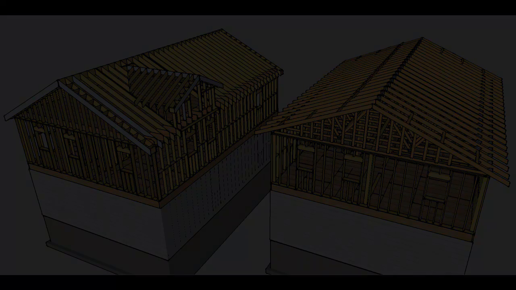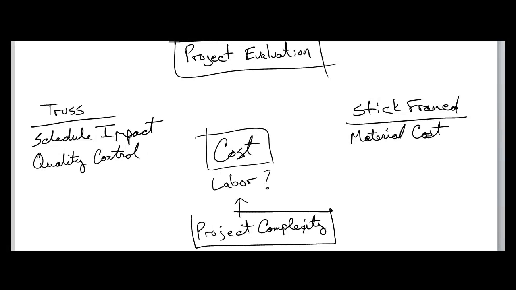So if we go back to our evaluation metric, what we're going to find is by the project complexity increasing, the labor cost is going to be directly affected because there's going to be more time spent in the field to assemble the product. And it doesn't matter whether it's a truss roof or a stick frame roof, there's still more time to assemble these multiple roofs together and make them one complete system. And in fact, with a truss roof, it becomes more complicated than a stick frame roof. So now what we find is in the cost of labor, stick framing wins over truss framing.